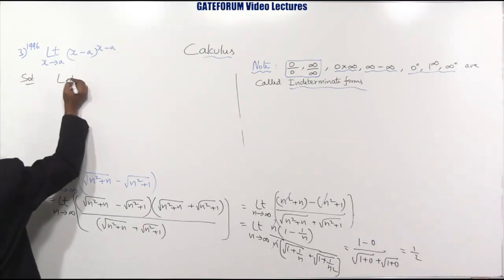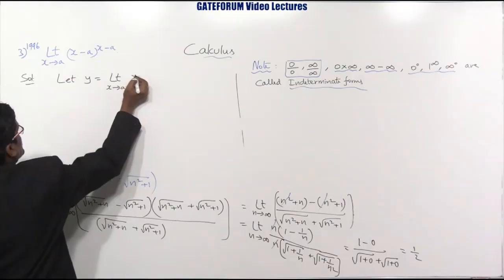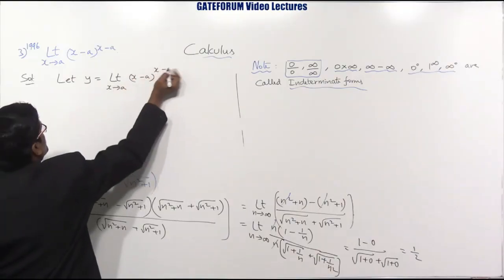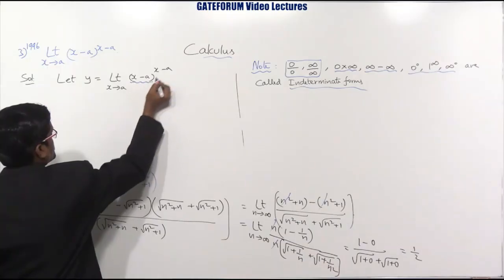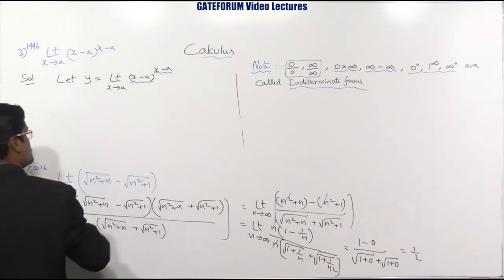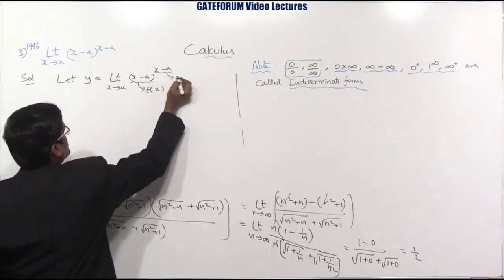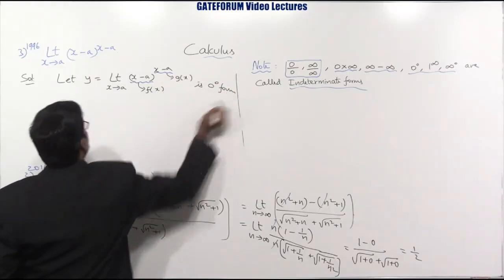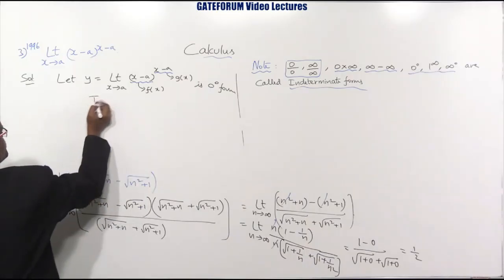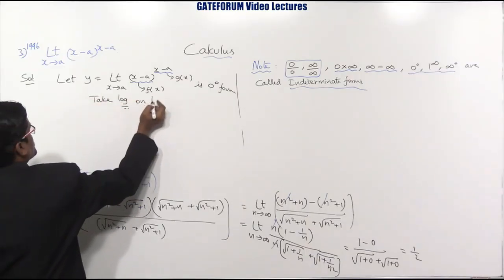Let y is equal to limit x tends to a, (x minus a) whole to the power (x minus a). Understood? So this is the base and this is the power. We are comparing with our notation f of x and g of x, which is 0 power 0. Then take logarithms. Take log on both sides.